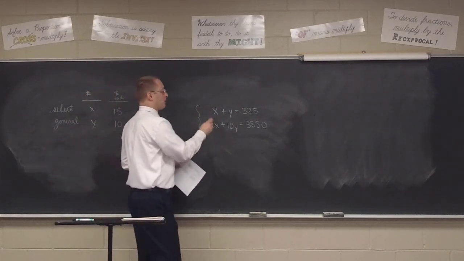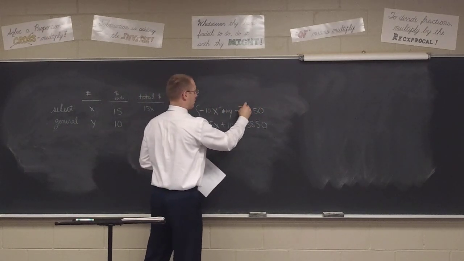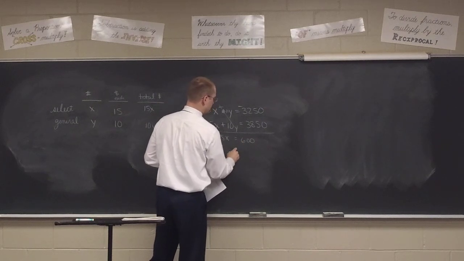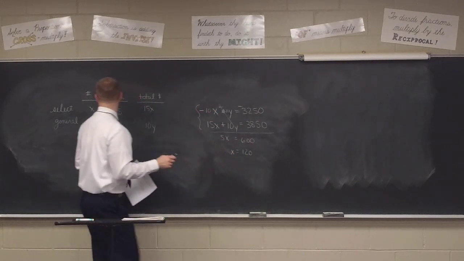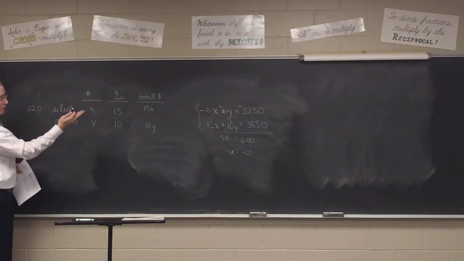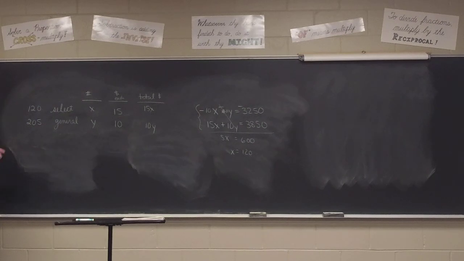Excellent. Probably multiply the top by a 10, put a negative through, cancel to get 5x equals 600, in which case x equals 120. That means 120 select tickets sold, 325 total. We would leave 205 general admission tickets. Is this what we had for our answers? That is not. Okay, Noah, do you have your work to know what you did to solve?